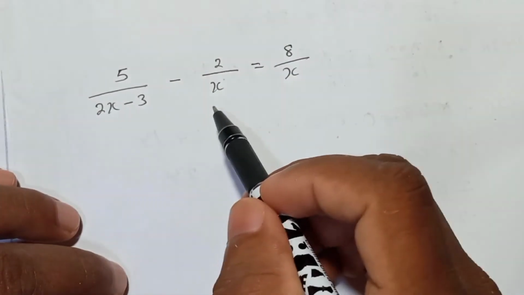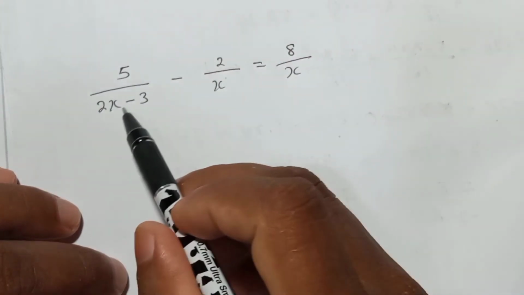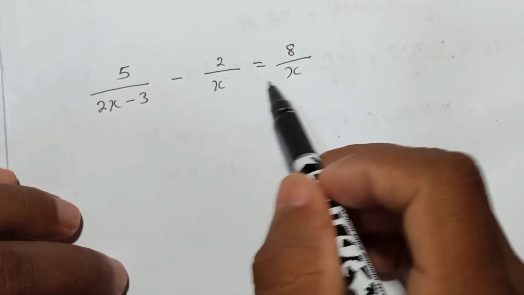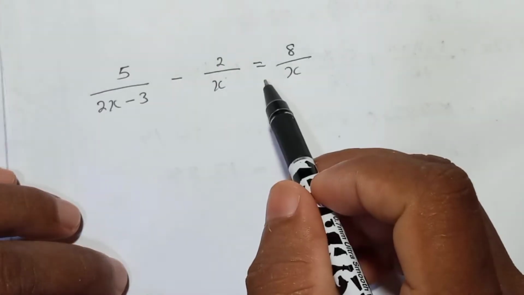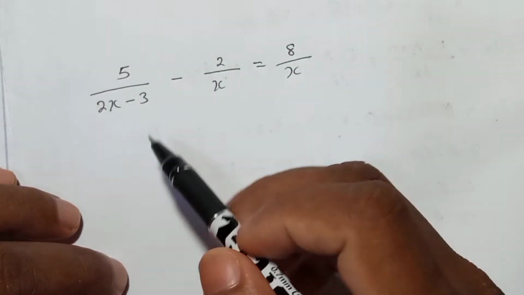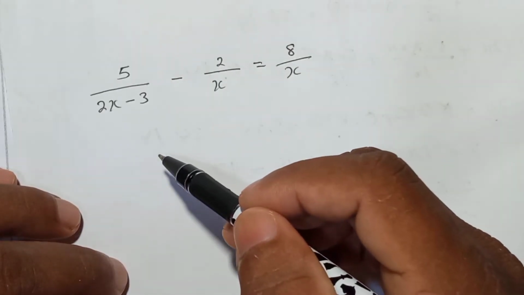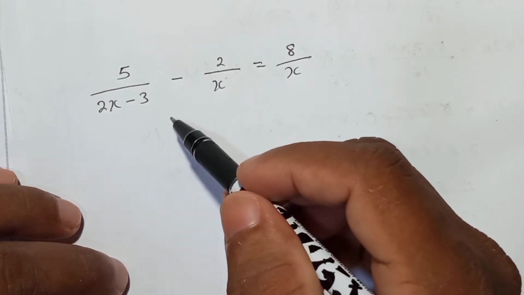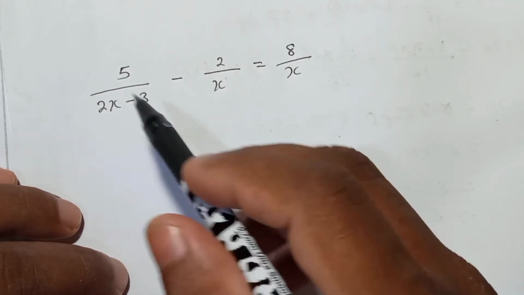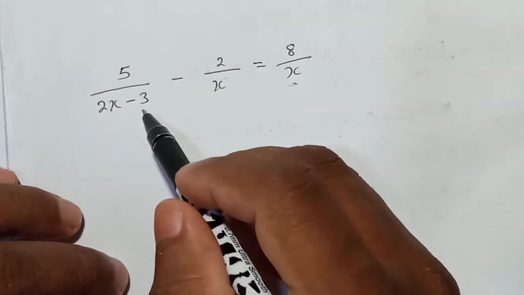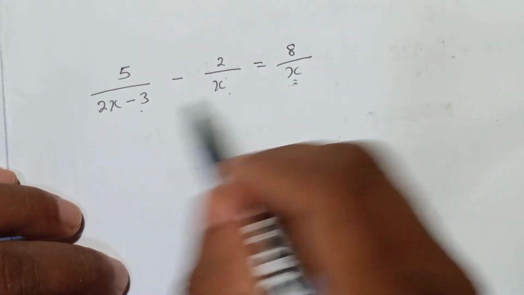Okay, how to solve this one? Now here you can see these algebraic terms are in denominators, right? Even here you can follow the same method which we used in the previous video regarding algebraic fractions. Anyway, now here we take the LCM of all these denominators, this one and this one, this one.